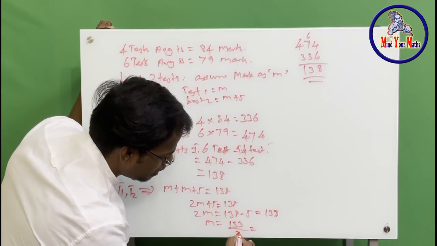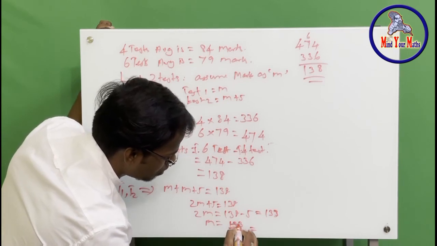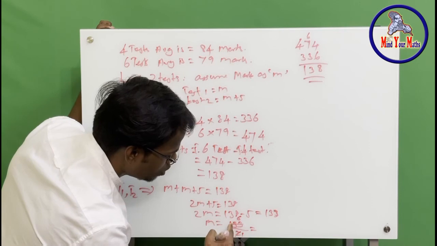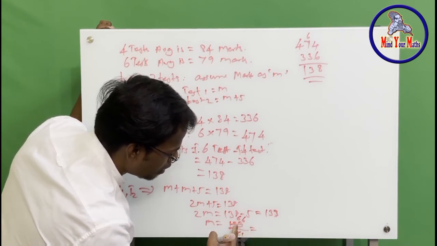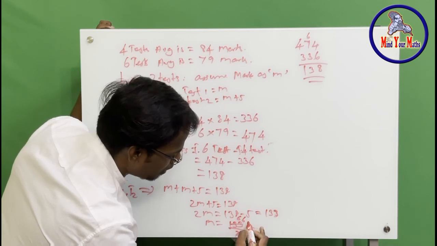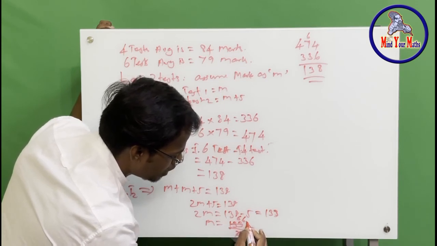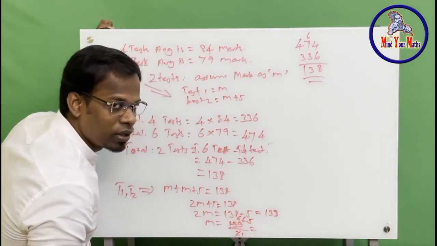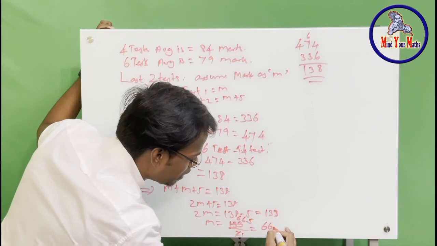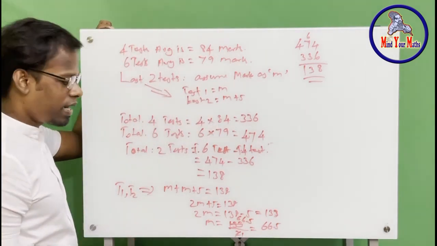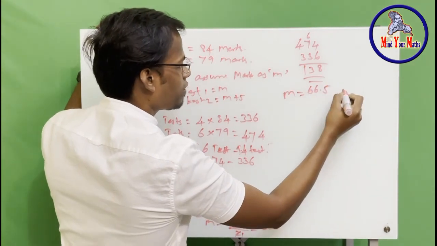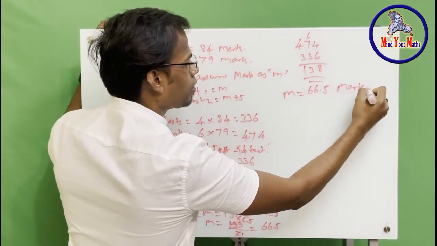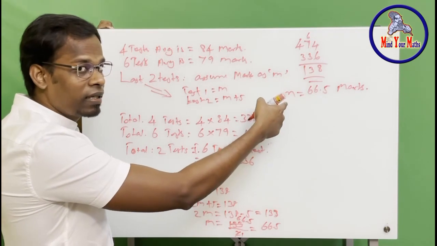If we divide it, 1 times 2 is 2, here 6 times 2 is 12, remainder is 1, 13. Again, 6 times 2 is 12, again we have 1 remainder, and then if you have to put the decimal, then 10, so 5, right? 5 times 2 is 10, so this one becomes 66.5. So M is equal to 66.5 marks.